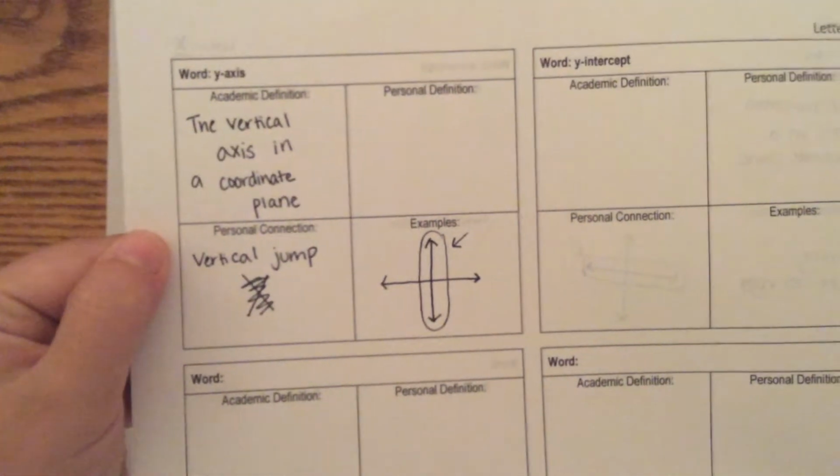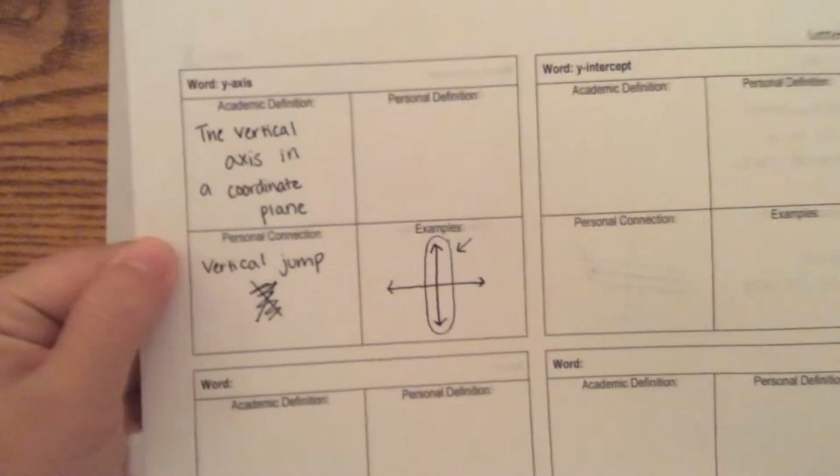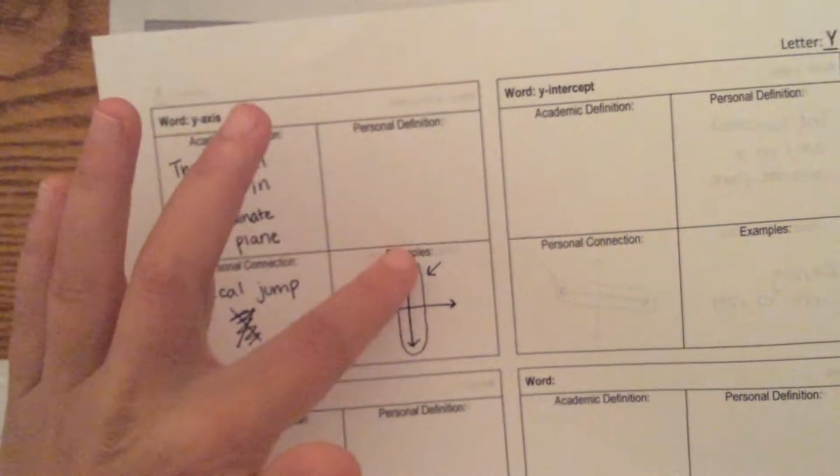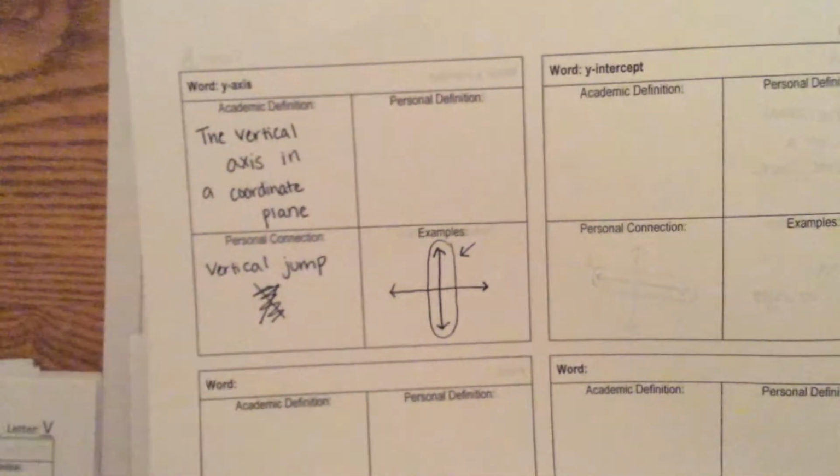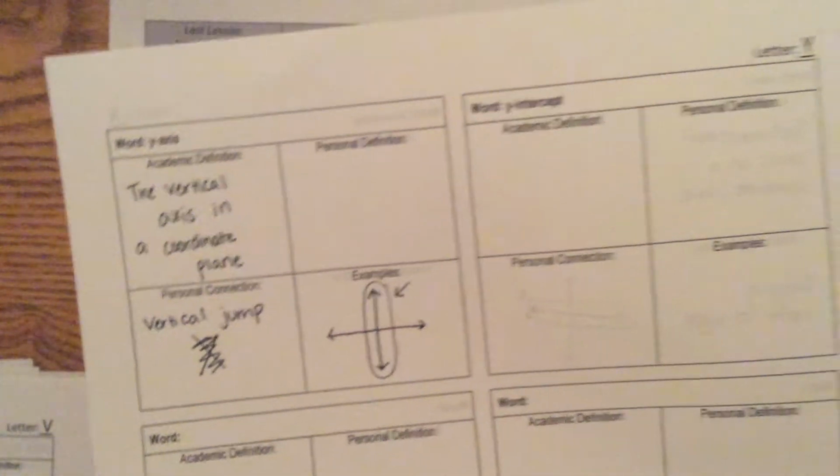Now we're going to flip this over to page 22 to the y's. We're on y. We're going to do y-axis. So that's the vertical axis in a coordinate plane. So that's this guy that goes up and down. And that's like a vertical jump, like in basketball.